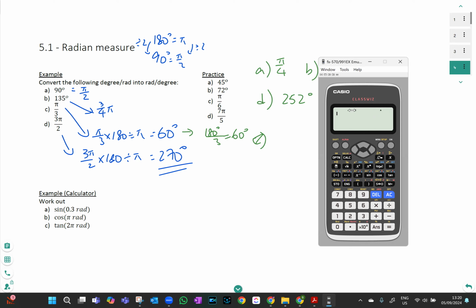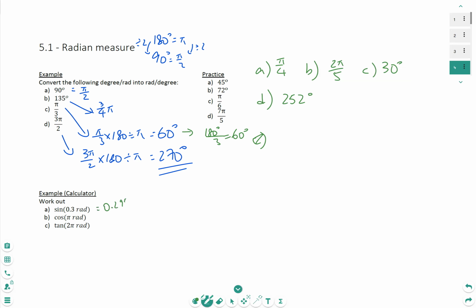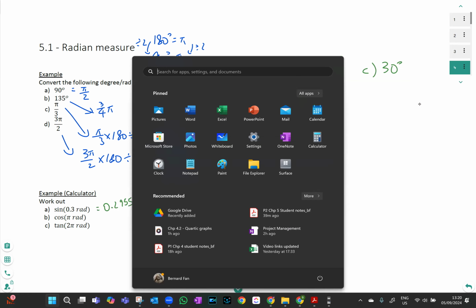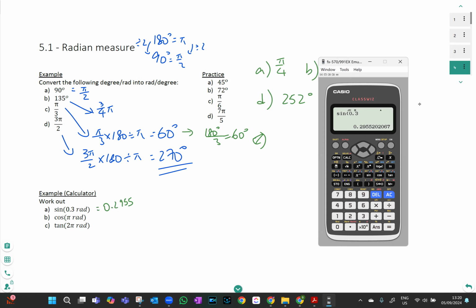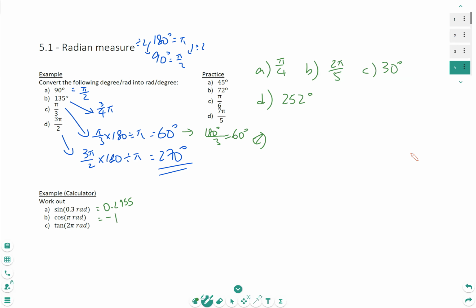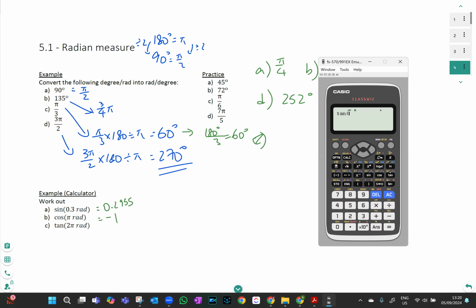So for example, work out sine 0.3 radians. In radians mode, sine 0.3, equals, giving 4 decimal places, 0.2955. Simple. It's as simple as this. Maybe you can have a go at part B and part C. So you should get cos pi equals minus 1, and 10 to pi.